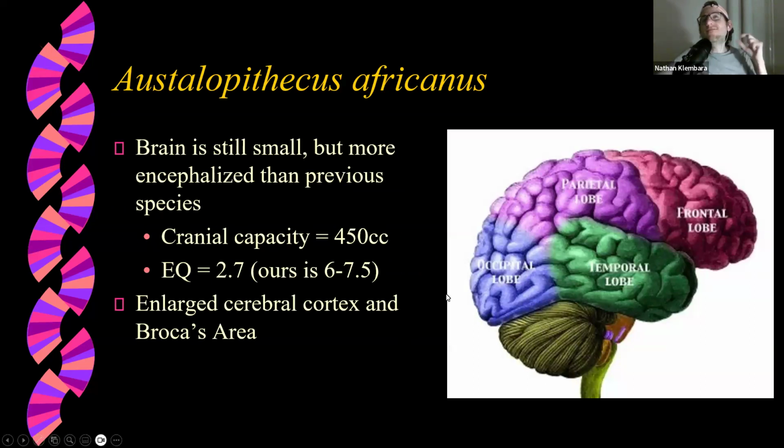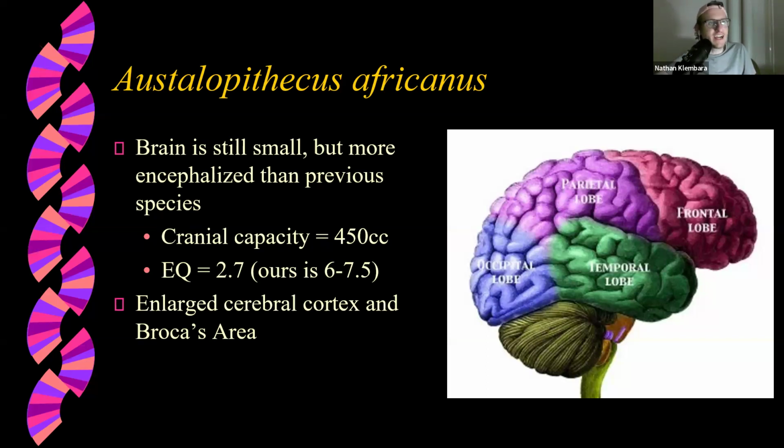Now, we're also seeing very, very marginal brain expansion. It's still, in general, the primitive trait of having a small brain, but its cranial capacity is slightly larger at 450 cc's. This gives it an encephalization quotient, which means brain size in comparison to body size, of about 2.7, which is a little bit on the larger side for the Australopithecines. Ours is anywhere between a 6 and like a 7.5. So very, very small compared to our encephalization quotient, but it's getting bigger gradually.